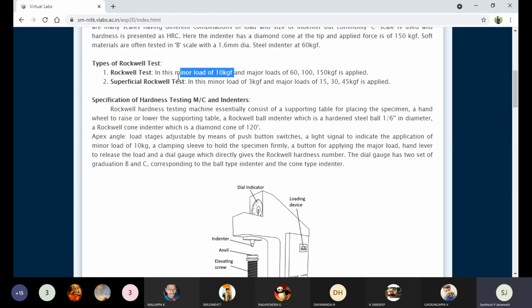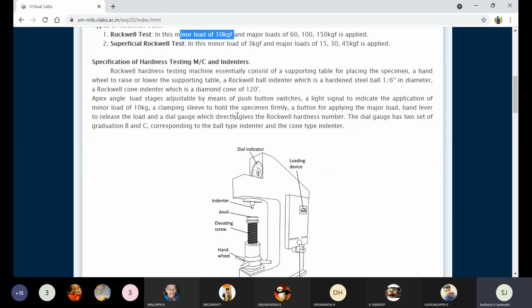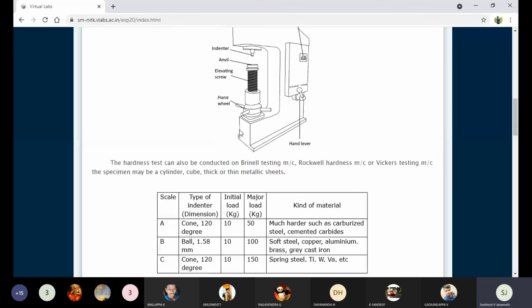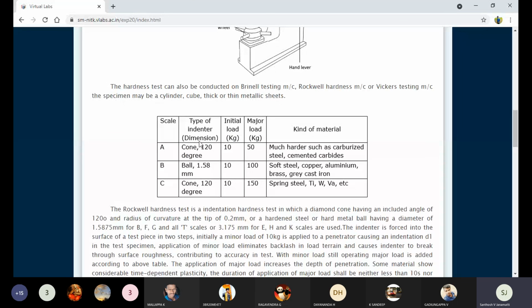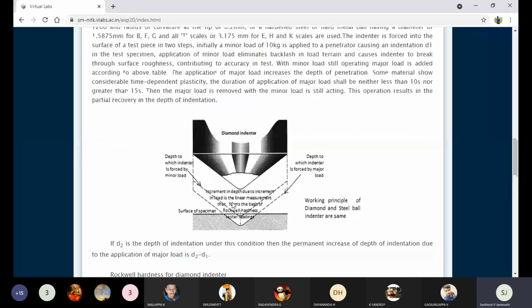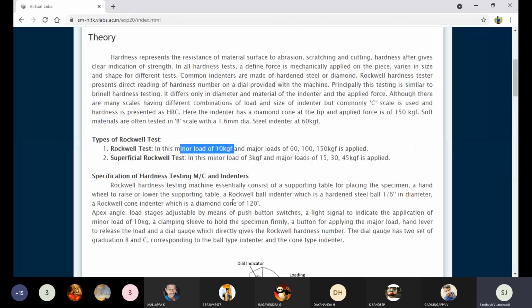I hope you understand about this major load and minor load. Tomorrow again I will discuss the procedures. Already I have discussed step by step. We need to discuss the procedure of this Rockwell test, and also the chart. We have a tabular column and everything, how to calculate, I will tell you tomorrow, right?